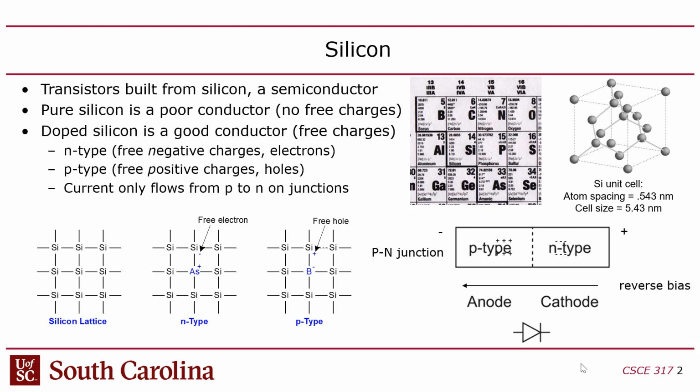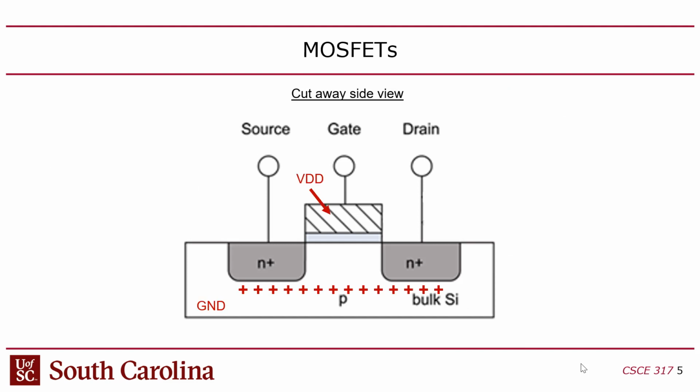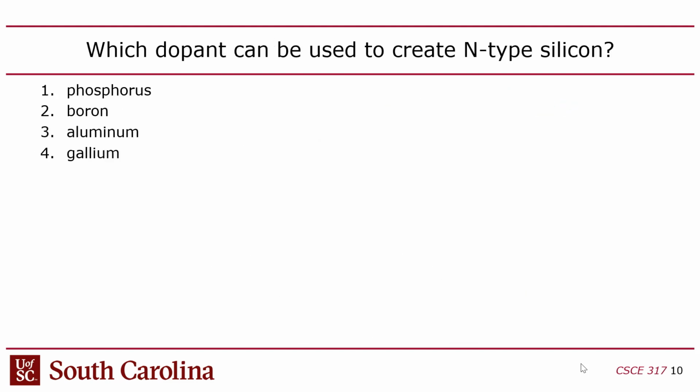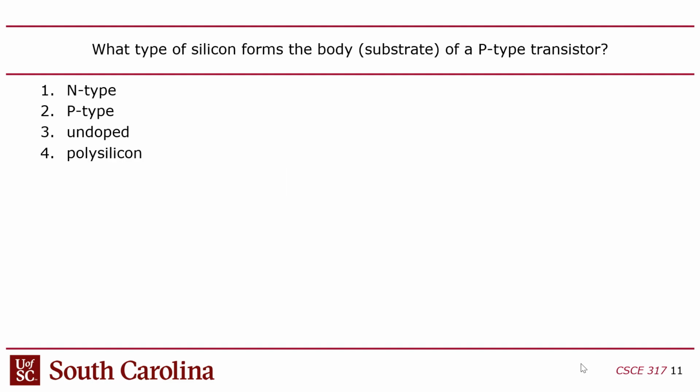I don't know which ones they use. I think it depends on the fabrication, the fab. I don't know what they use these days. But phosphorus will do it. We use boron and phosphorus a lot. P-type would be, what type of silicon forms the body of a P-type? Okay, so a P-type transistor would have P-type source and drain diffusion areas. The body would be the other type, right? So a P-type transistor would have an N-type body.